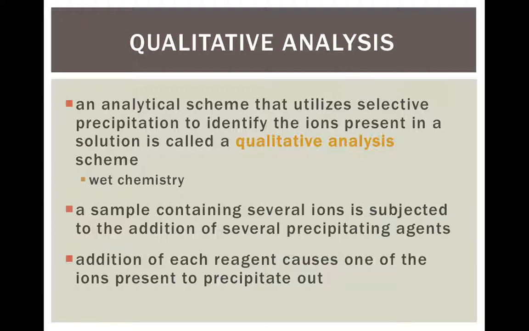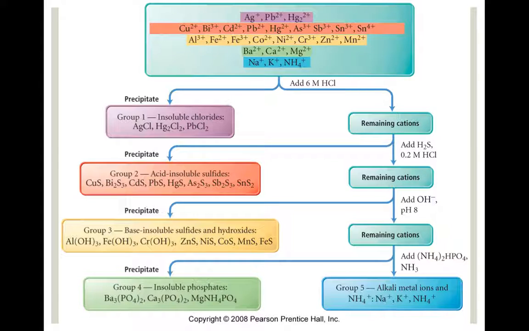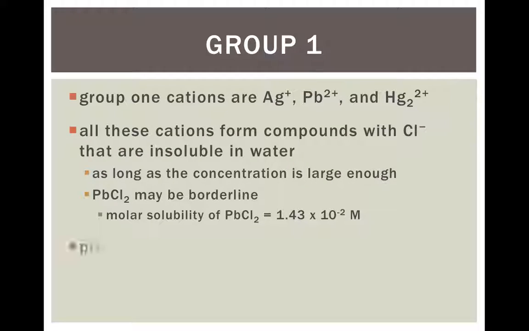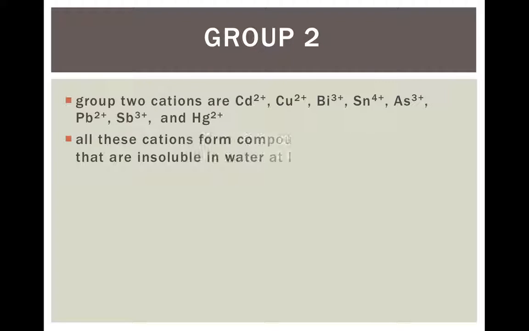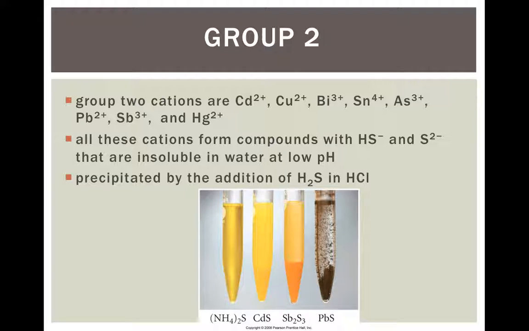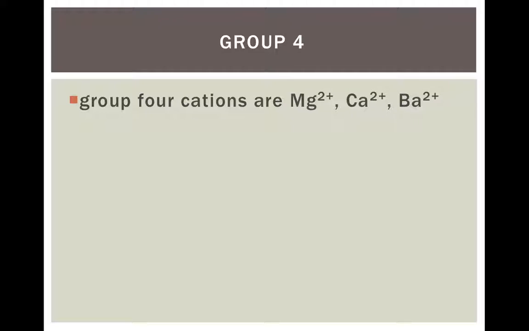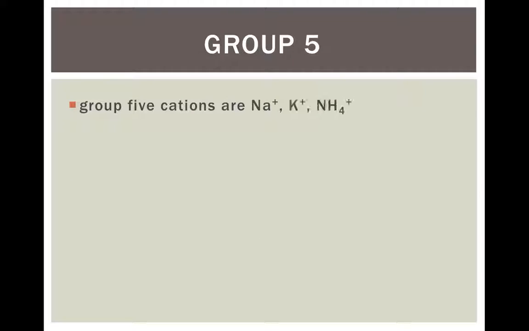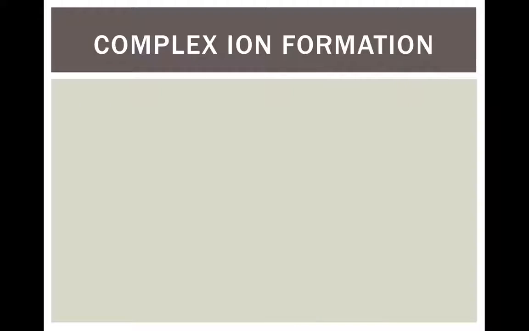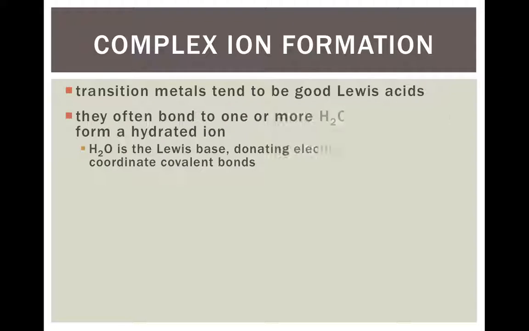Basically, if you know your solubility rules, you can do this. Because if you just add something that has a non-solubility with one of the ions, that ion will be pulled out. So this is just the general rules for this. Again, group 1 cations are Ag+, Pb2+, Hg2 2+. Don't really have to memorize these if you just know your solubility rules. If you know your solubility rules, it's going to tell you what ions can be used to precipitate things out. So if you want to take a look at these groups, go ahead. But again, if you just know your solubility rules, this is really going to help you with that.